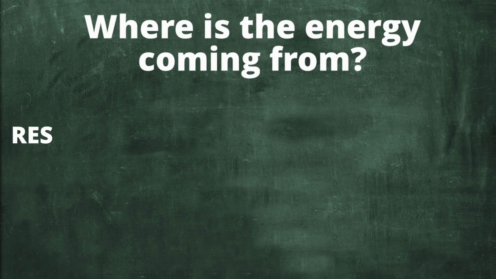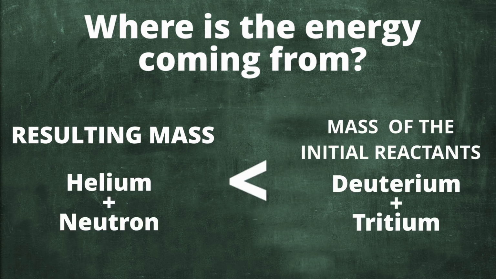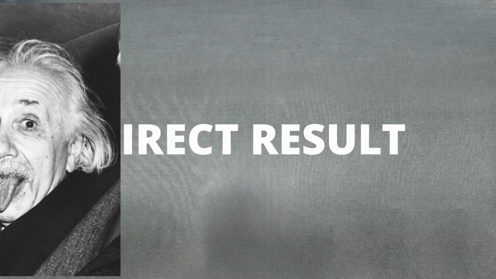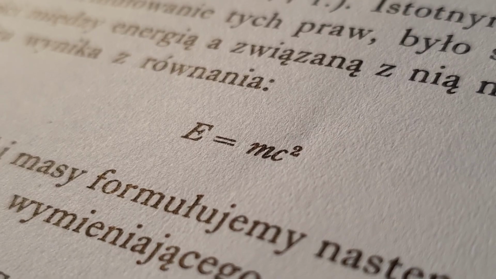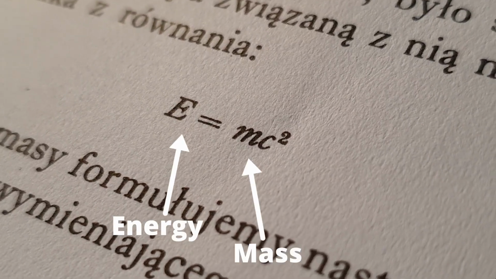If you're wondering where the energy is coming from in reactions like these, it is released if the total mass of the resultant particles is smaller than the mass of the initial reactants of the reaction. This is a direct result of Einstein's famous formula, E equals mc squared. As you can see, it ties together energy and mass.